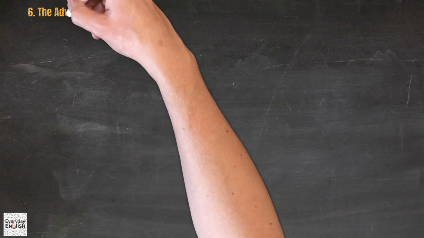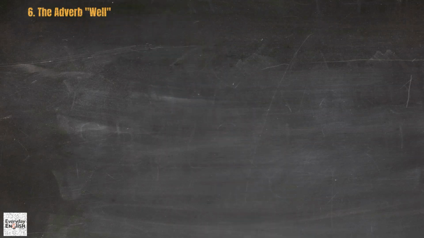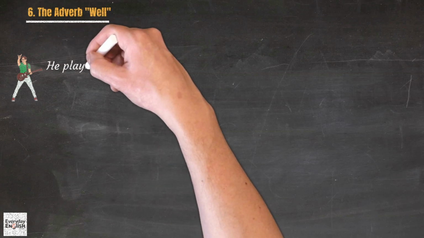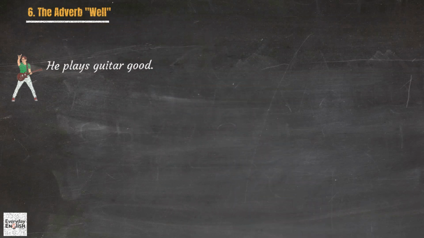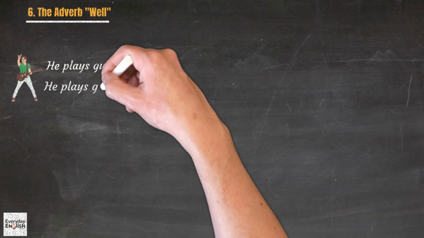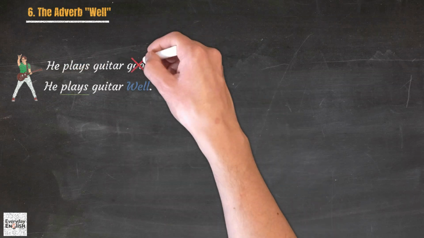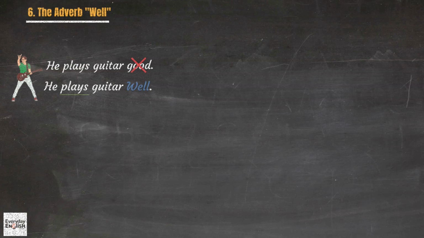The adverb well is a very common word in the English language. It can be used to describe verbs. He plays guitar good. He plays guitar well. We have an action verb, so the sentence is incorrect if you say he plays guitar good. Instead, we should say, he plays guitar well.